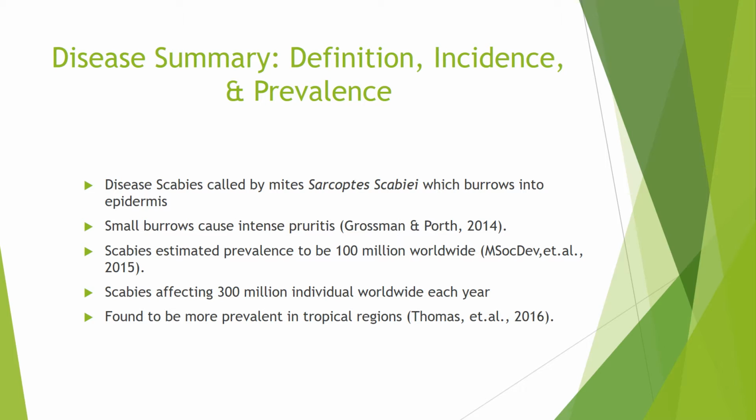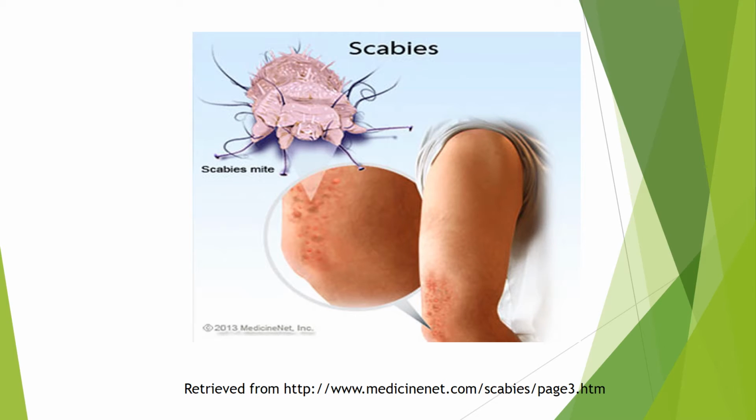Definition. Well, it's scabies. They're caused by these mites, which burrow into the skin. They create these small burrows, and it's intense itching. It's more common than many people think. Estimated prevalence is 100 million worldwide. It's more common in areas like tropical regions. Here is a picture of what the mites look like microscopically. Little guys. Kind of scary to think that that's under your skin.